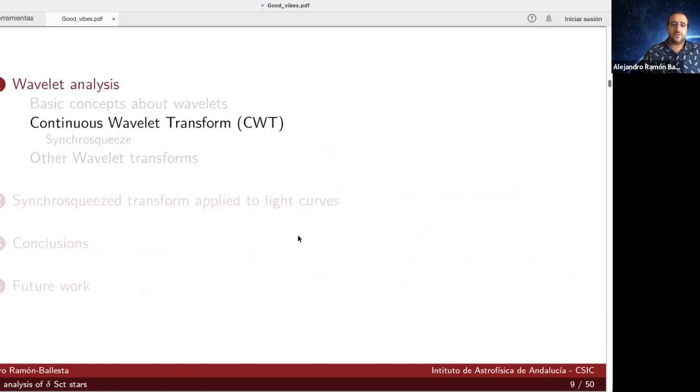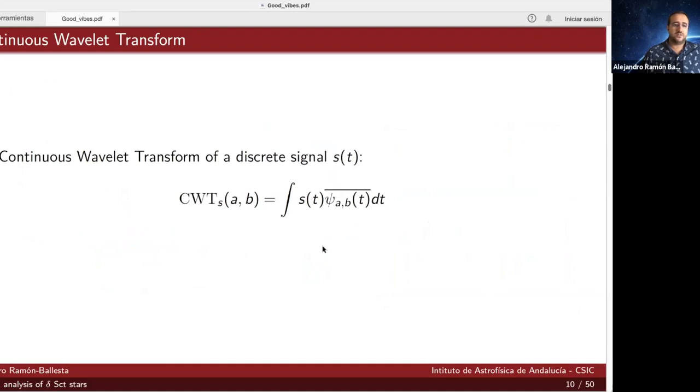Then we're going to go to the analysis. So we define the continuous wavelet transform, and I promise this is the last equation I will show, which is the convolution of the daughter wavelets with the signal we want to analyze. And there is a very nice video I want to show you about how this analysis works.